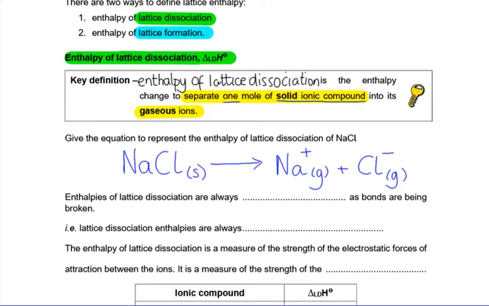It says enthalpies of lattice dissociation are always, as bonds are being broken, always what? So we're looking for either the word positive or negative. Does it take energy to break that lattice up, or is energy released when that lattice is broken up? And what we know is that in order to pull apart those ions, we're going to need some energy. So we're going to have to put in energy. Imagine just pulling apart two things that are attracted, so two magnets that are attracted. You have to put energy in. And so those energy changes are positive. And in chemistry, a positive energy change is called an endothermic energy change.